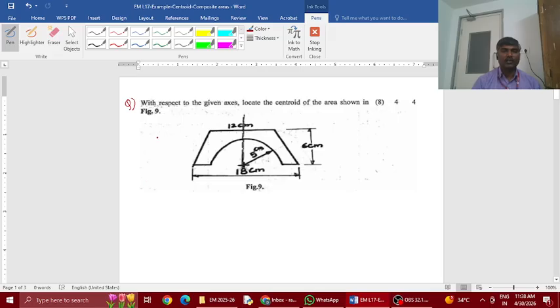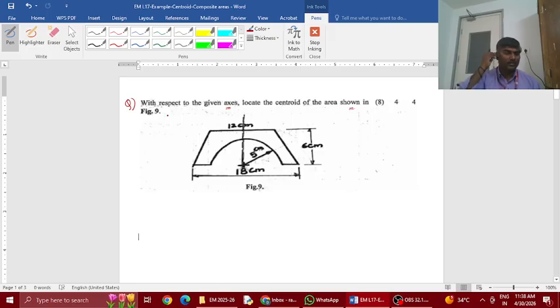This session we will learn how to calculate the centroid coordinates for the given area here. Let's see the question. With respect to the given axis, locate the centroid of the area shown below.